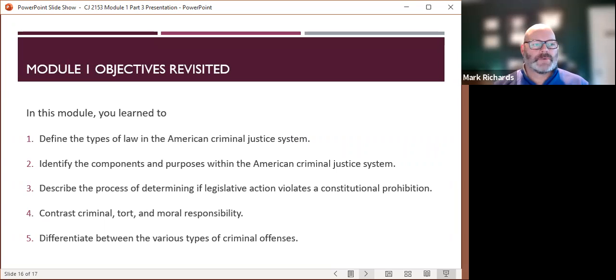In our module, you learn to define the types of law in the American criminal justice system. You learn to identify the components and purposes within the American criminal justice system and describe the process of determining if legal action violates a constitutional prohibition. You learn to contrast criminal, tort, and moral responsibility. And then finally, to differentiate between the various types of criminal offenses.